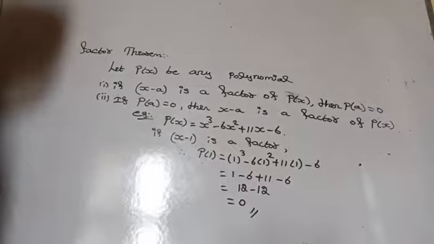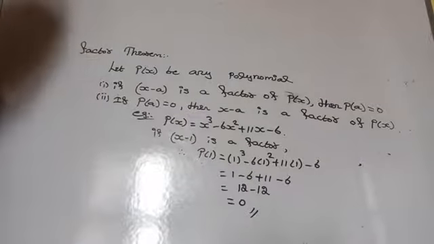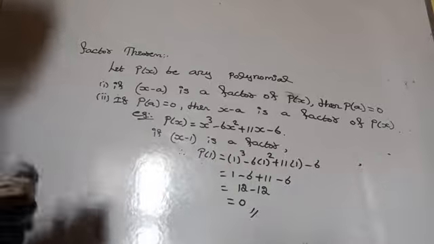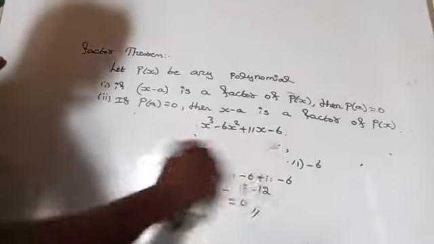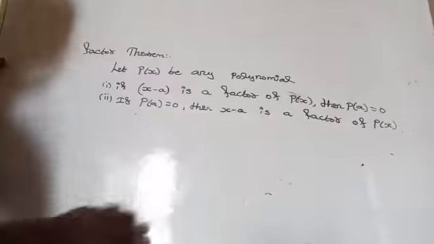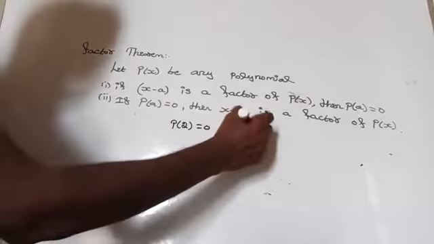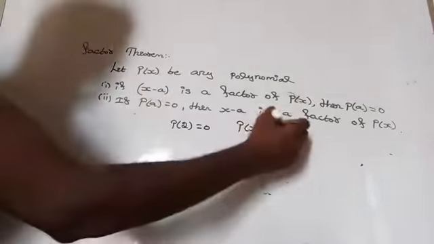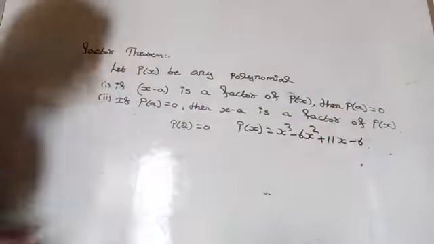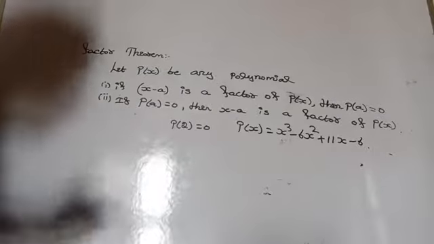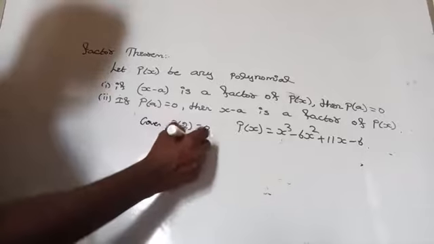Are you getting? Then if p of a equal to 0, then x minus a is a factor of p of x. That means, p of 2 equal to 0. This is given, for p of x equal to x cube minus 6x square plus 11x minus 6. Here what I said, p of 2 equal to 0. Then what will be the factor? X minus 2 is a factor.